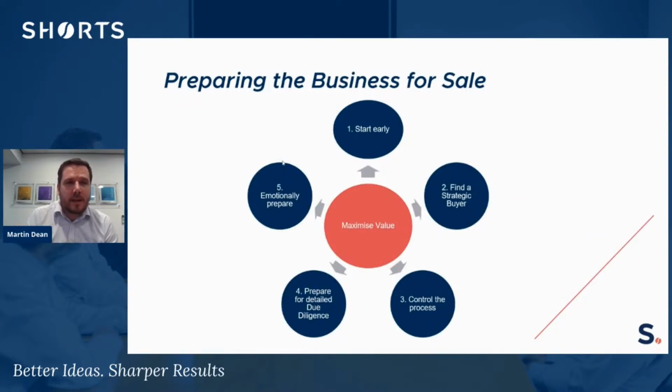So on to the next slide, preparing your business for sale. So we boiled this down to sort of 5 key points really. Again, emphasis is on maximizing value. First point, start early. So start that process early. Hopefully you've had a strategic plan all along where you want to sell your business. That's really key. I would say that's the first thing to sort of focus on.